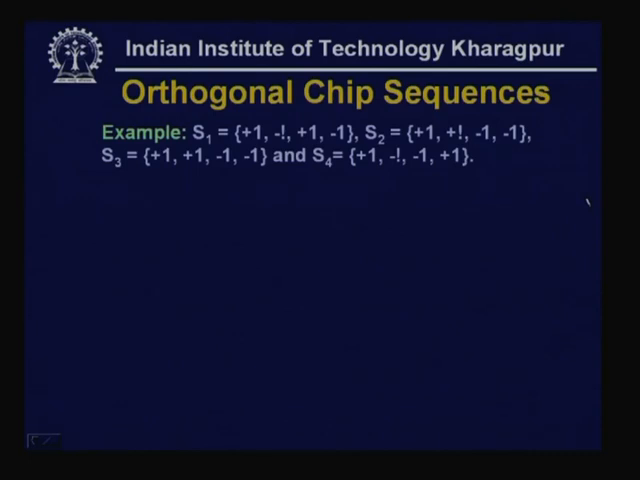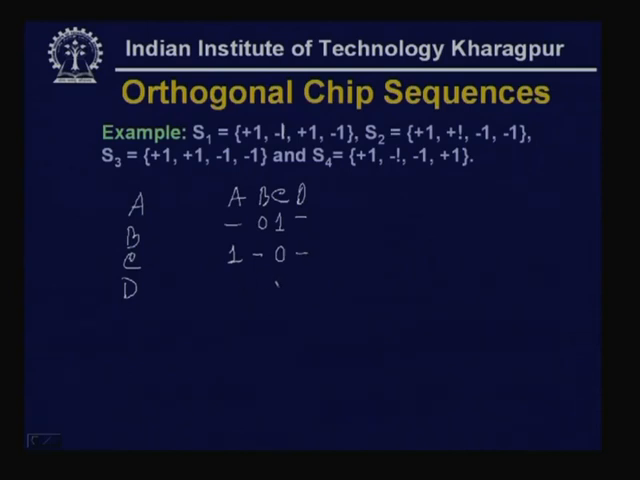Now, let us take up several examples. Suppose S1, S2, S3 and S4 are assigned to channels A, B, C and D. Now, let us assume at a particular instant, A is not transmitting, D is not transmitting, B is transmitting 0, C is transmitting 1. And another example, say A is transmitting, B is not transmitting, C is transmitting 0 and D is not transmitting.